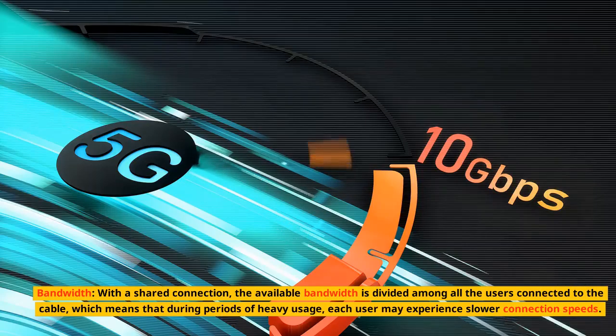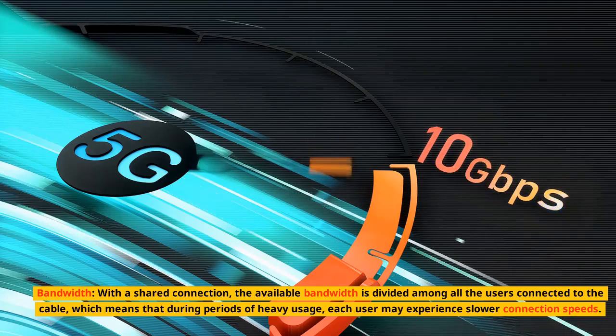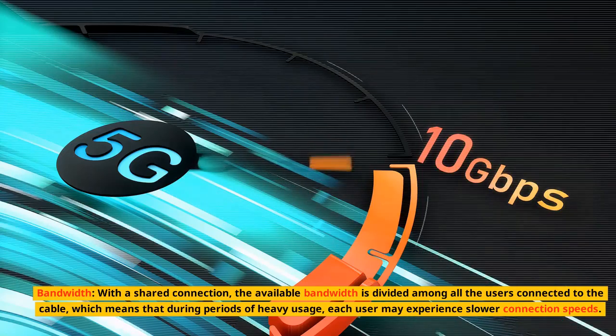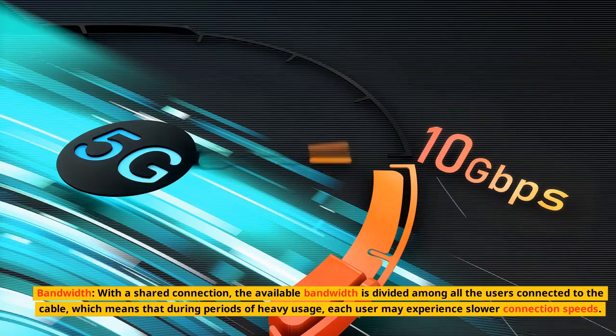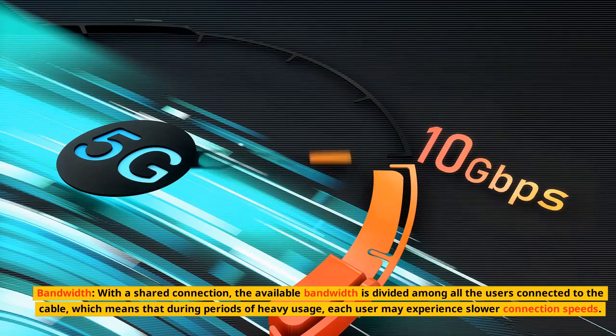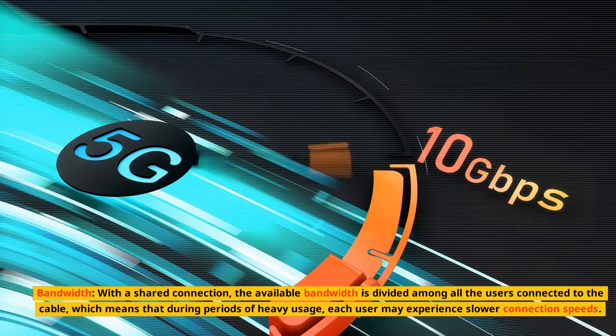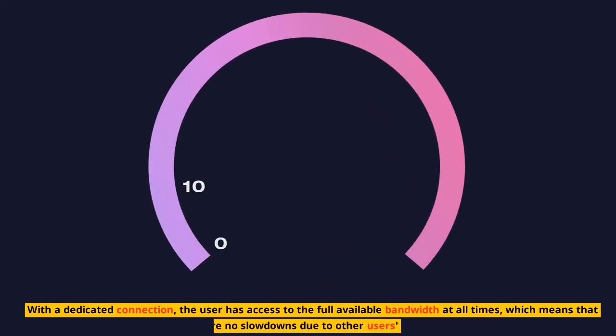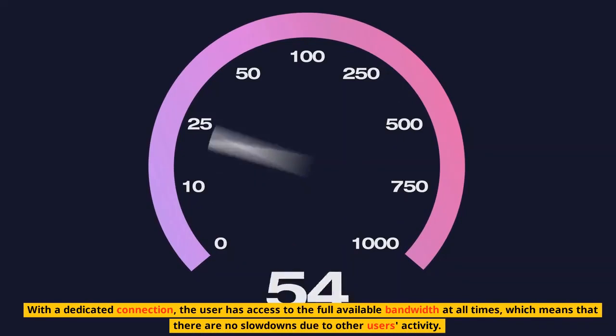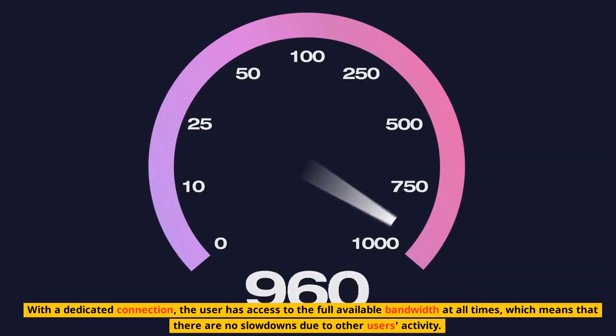Bandwidth. With a shared connection, the available bandwidth is divided among all the users connected to the cable, which means that during periods of heavy usage, each user may experience slower connection speeds. With a dedicated connection, the user has access to the full available bandwidth at all times, which means that there are no slowdowns due to other users' activity.